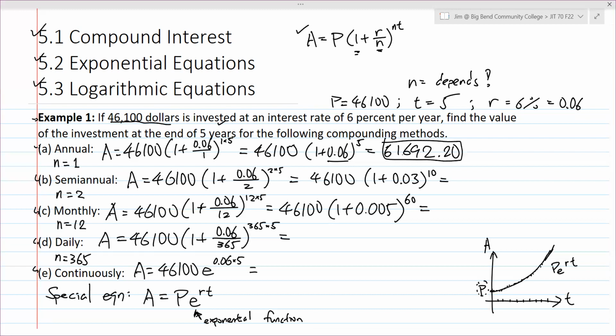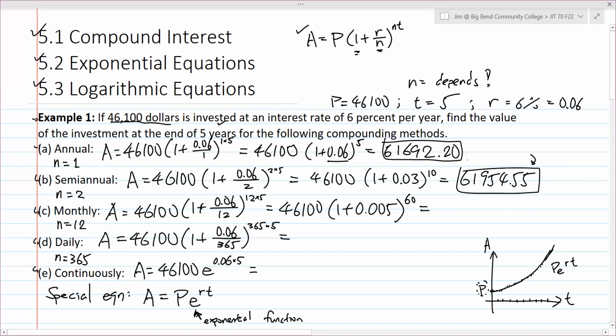Next, in part B, plug in all the numbers, then your final amount will be $61,954.55. And you can see that your money is a little bit more than from the annual rate.